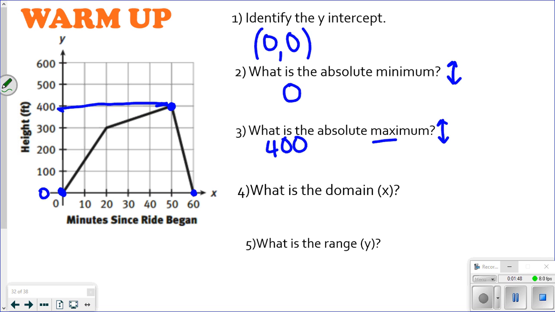All right, domain. Remember, for domain, we're looking at our x values or our inputs. Writing it in set notation means we're going to use our fancy brackets. I'm going to put my x in the middle, end with a fancy bracket, and I'm looking horizontally from left to right along my x-axis. So I notice my graph starts right here, and that's at a 0. And I'm going all the way over here, and I'm ending at 60.